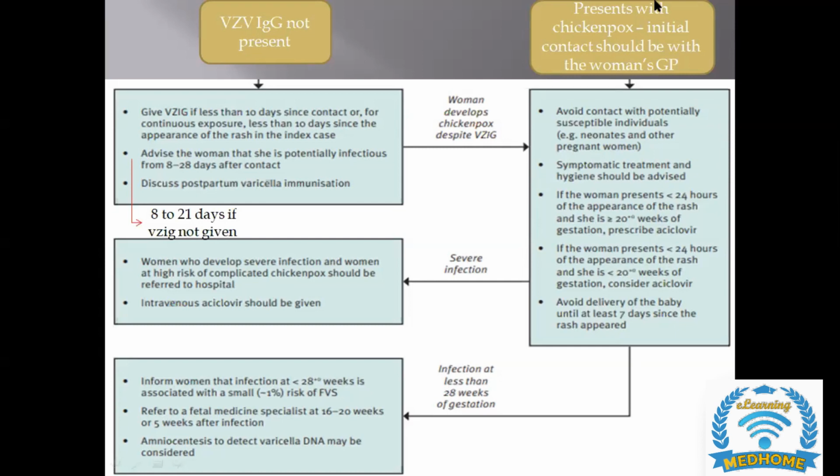Limb hypoplasia, skin scarring, eye defects, microcephaly, hydrocephalus. These are very disastrous anomalies.